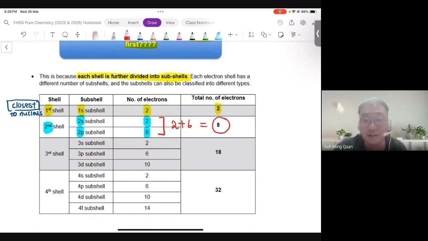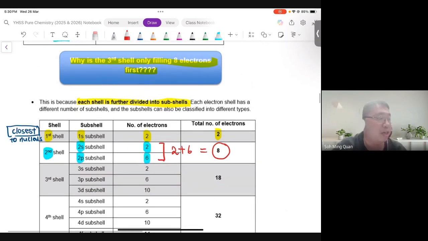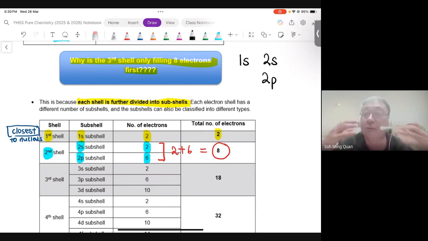And that's why you have learned the second shell holds 8 electrons, because the second shell has the 2s subshell and the 2p subshell. 2s holds 2, 2p holds 6. Now, at this juncture, you must be wondering, what does the 2 in 2s mean? Does it mean 2 times s, like in algebra? The answer, no. All right?